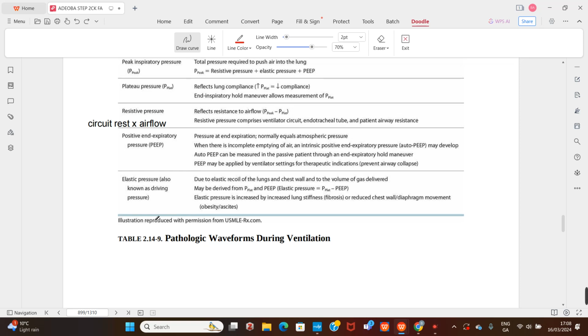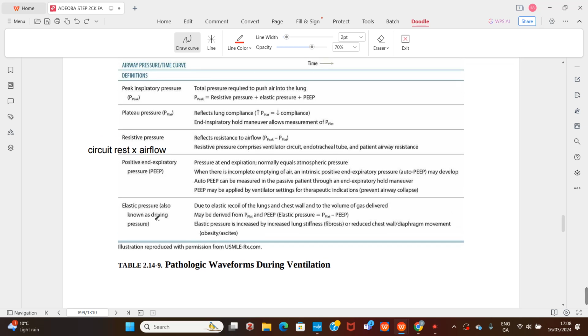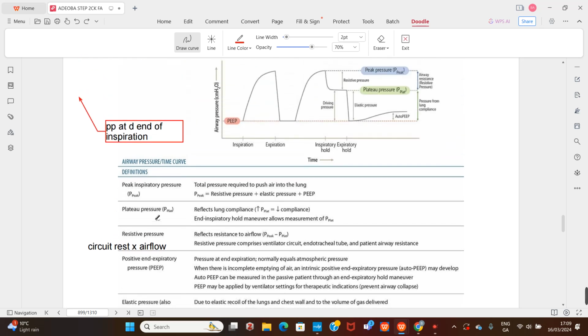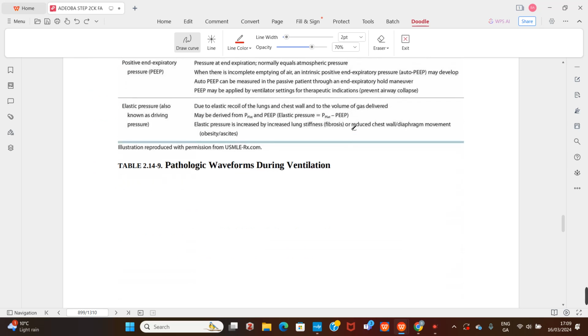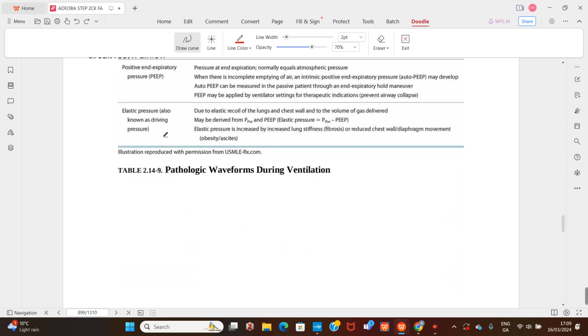Yes, Dr. So what you're saying is that at the end of normal expiration, you have the intrinsic PEEP. Yes. But auto PEEP is when you have additional air trapping in the airway, and it can be calculated by the hold maneuver. Exactly. So it reflects air trapping. Yes, it reflects air trapping.